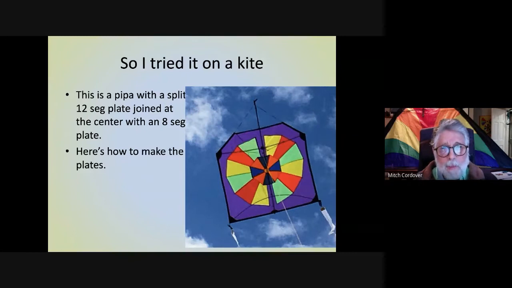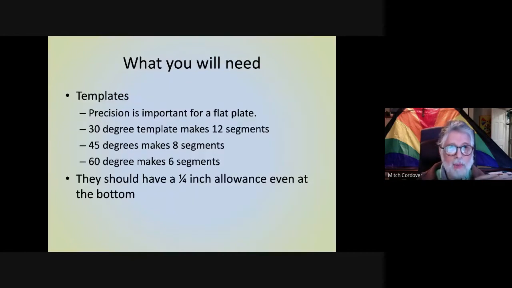Now, this is a pipa, as you could easily see. It's a 12-section Dresden plate, split in half so that the background color can intrude into the center, with an 8-section Dresden plate in the middle. So at its simplest, let's see how to construct this. Any questions so far? Okay, so let's see how to put this together.